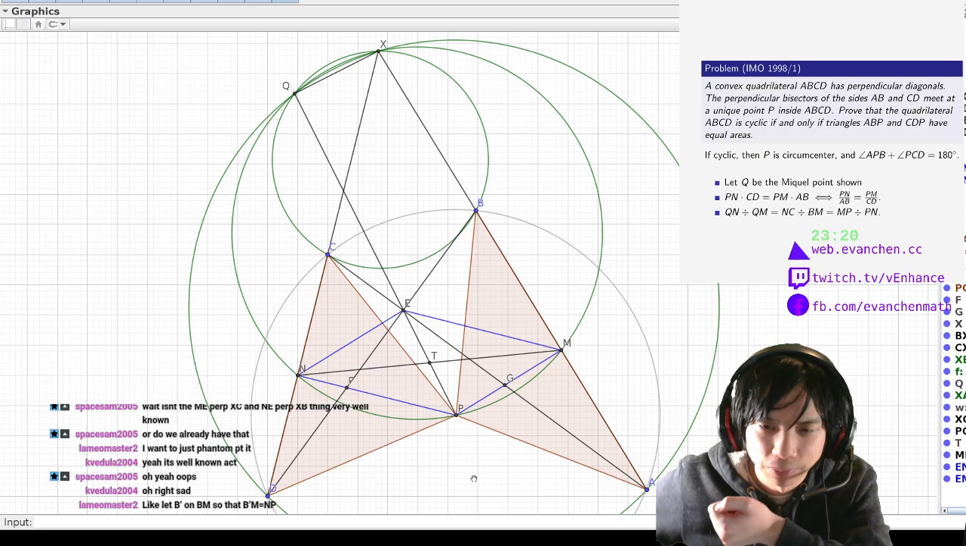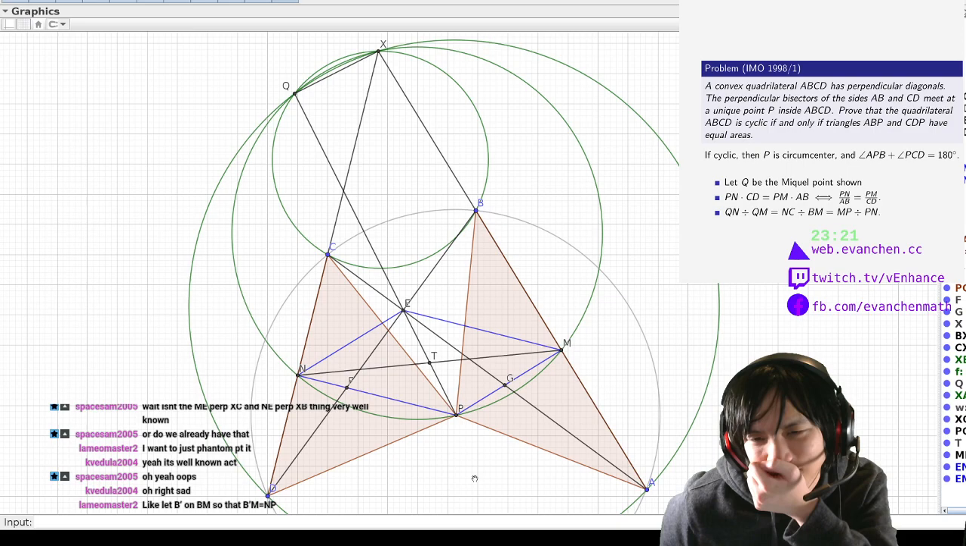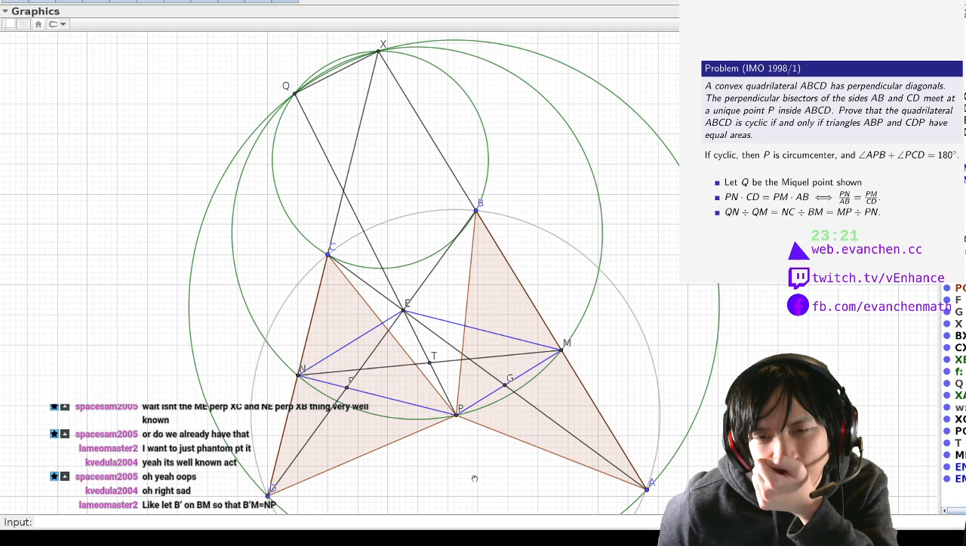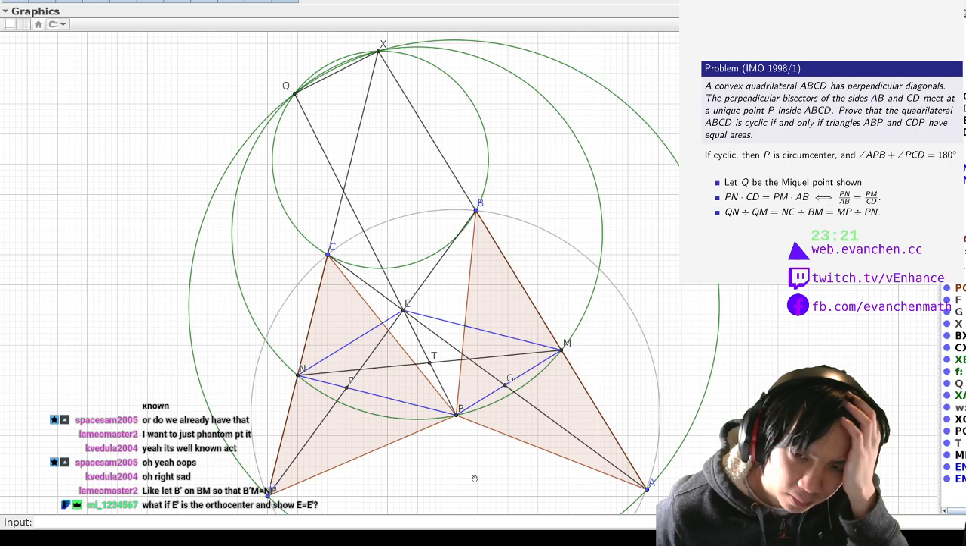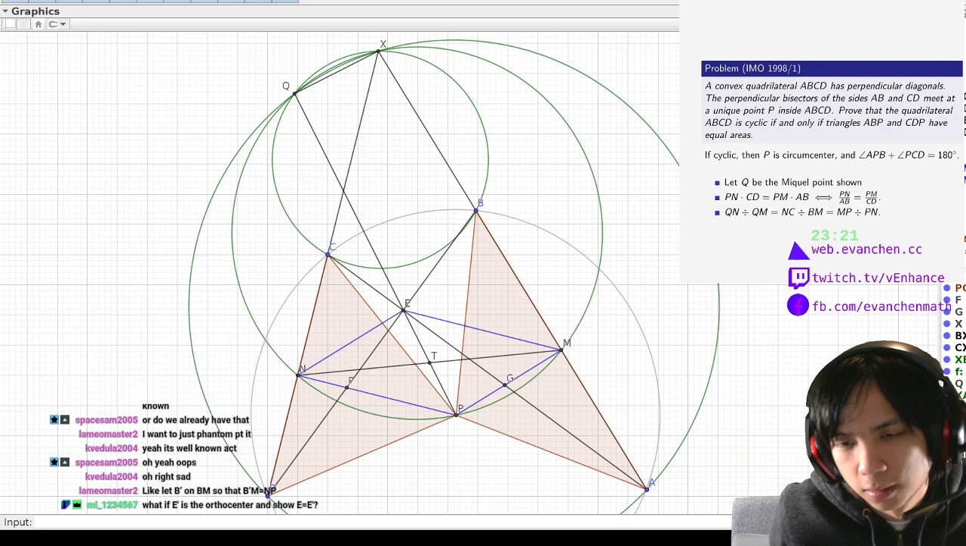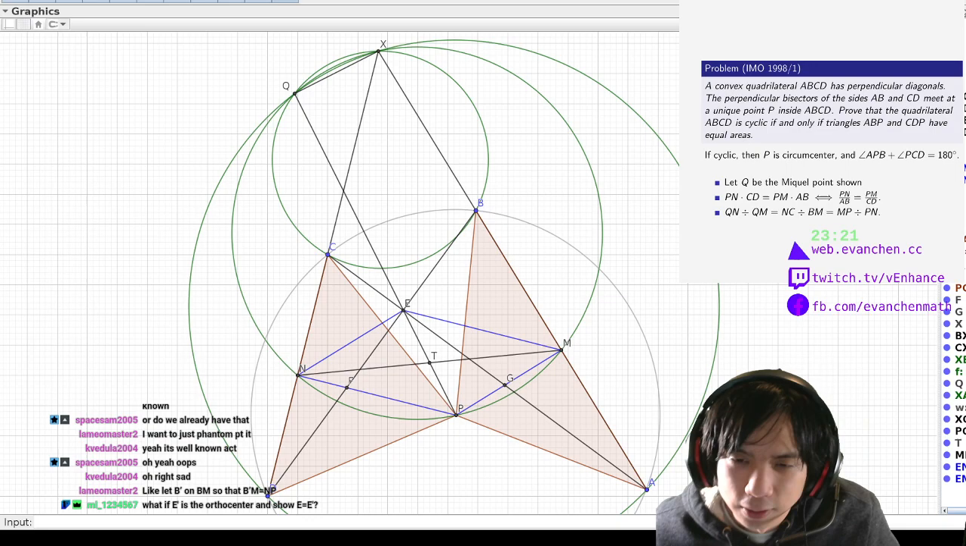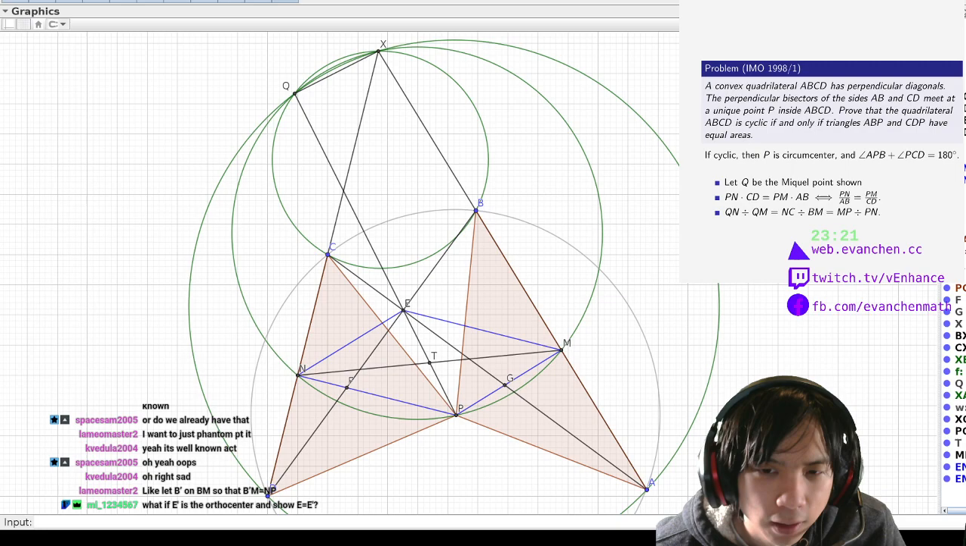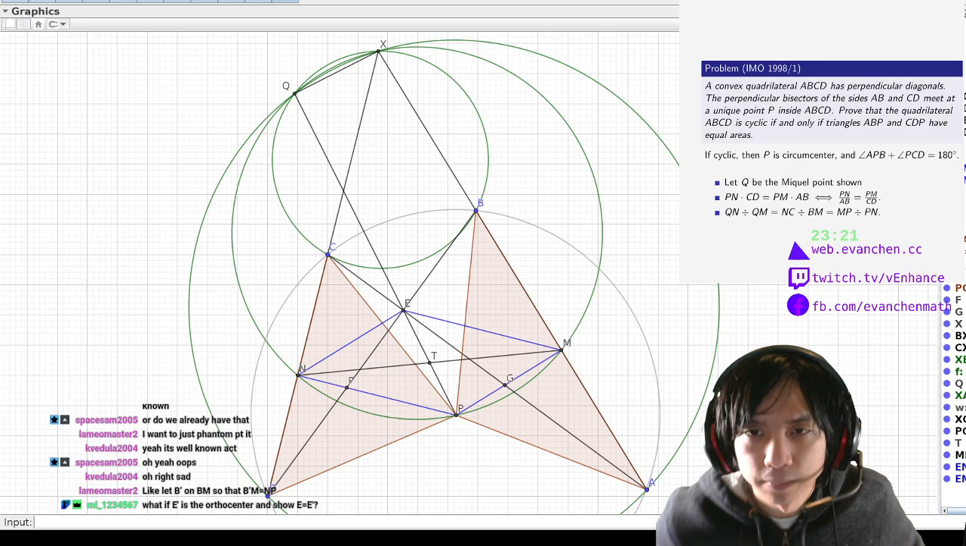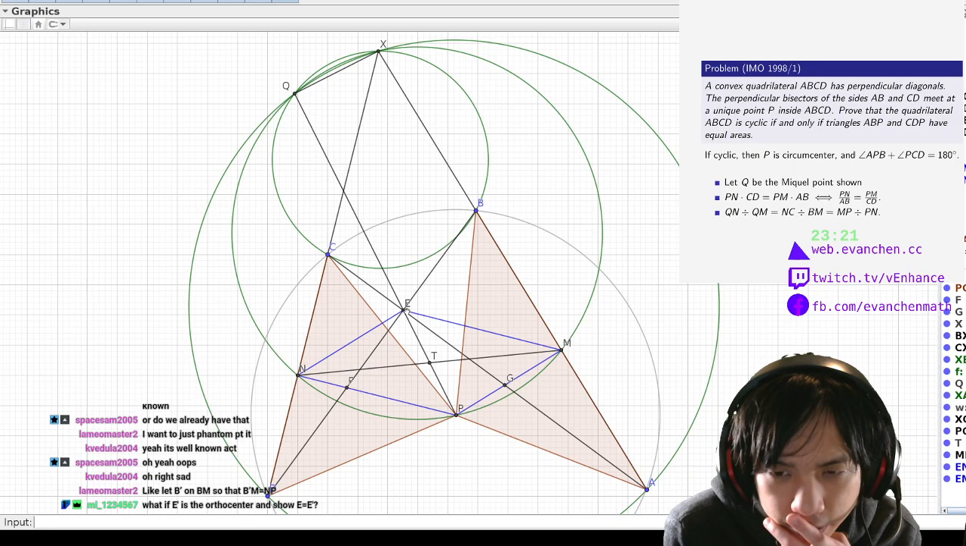E prime M, N equals MP. What if E prime is the orthocenter and show E prime equals Z? Honestly, that's not a bad idea. That actually seems like it might be pretty good. So E prime is the orthocenter, it lies on everything that we want. I just need to show that they're right angles, and that will do it. We let H be the orthocenter of X and N, and then it's on here, it has the right ratio, so it's on the correct Apollonius circle.